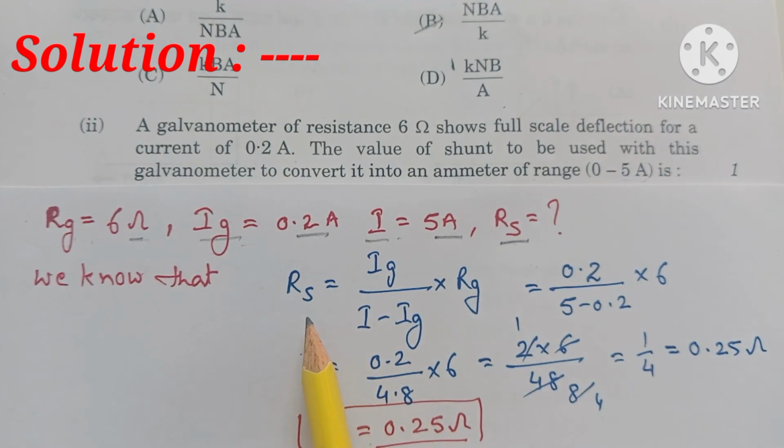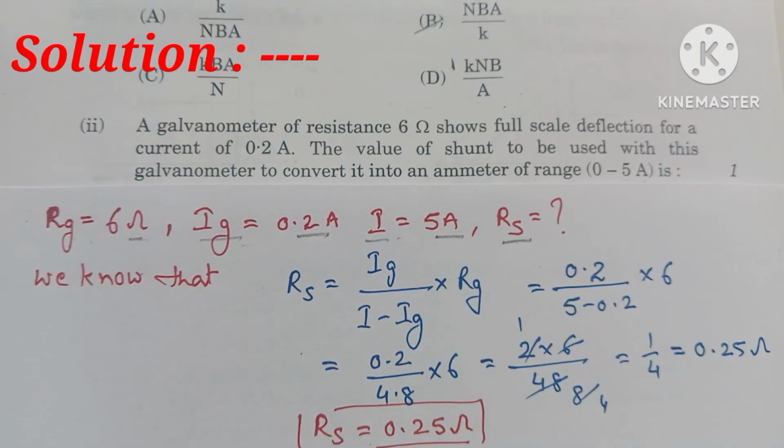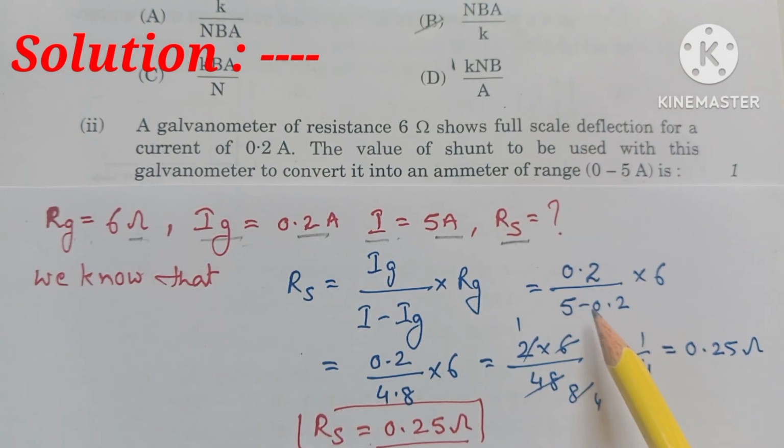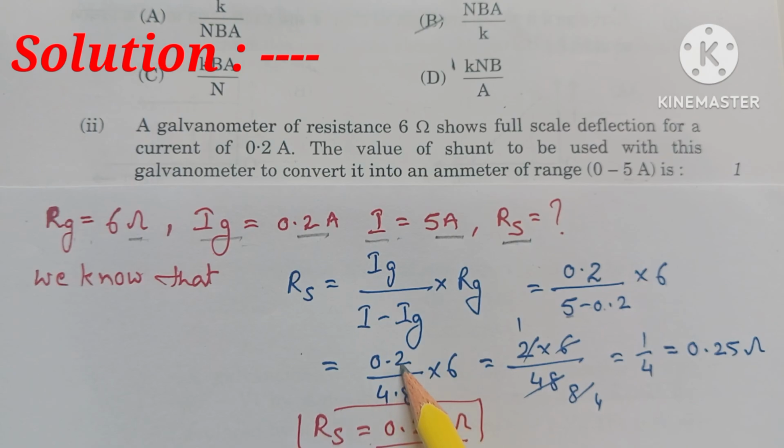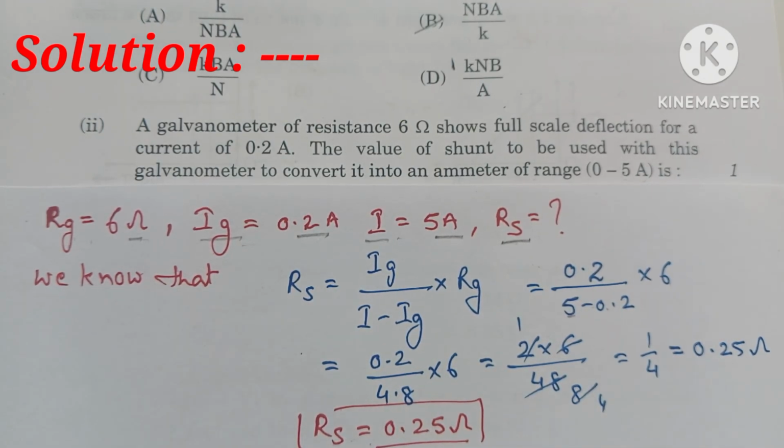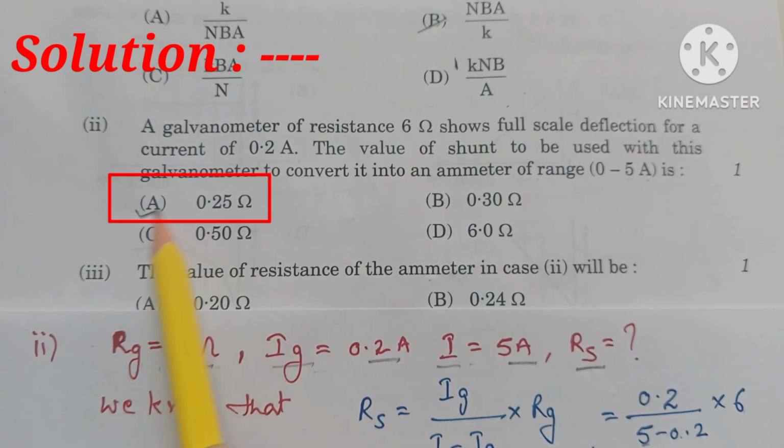We know that when we convert a galvanometer into an ammeter, the shunt resistance Rs is equal to Ig over I minus Ig multiplied by Rg. Here Ig is 0.2 and I is 5, so I minus Ig is 4.8, multiplied by 6. So this becomes 0.2 over 4.8 multiplied by 6. While solving this we get the value of shunt resistance equal to 0.25 ohm. So in this way A is the correct option.